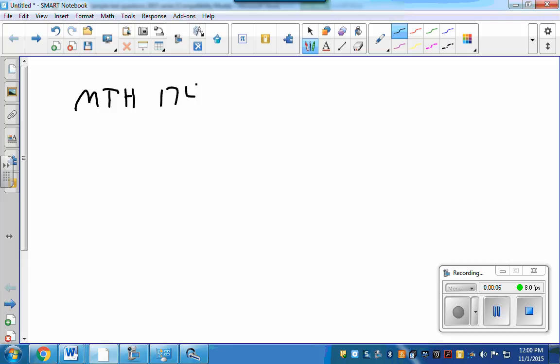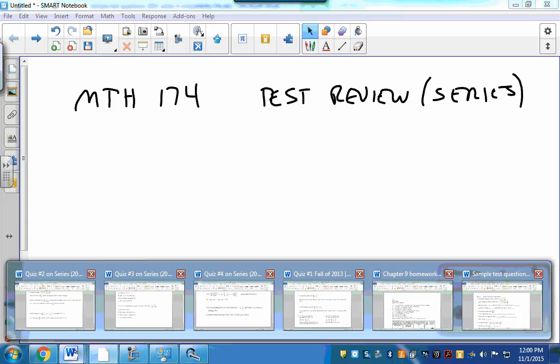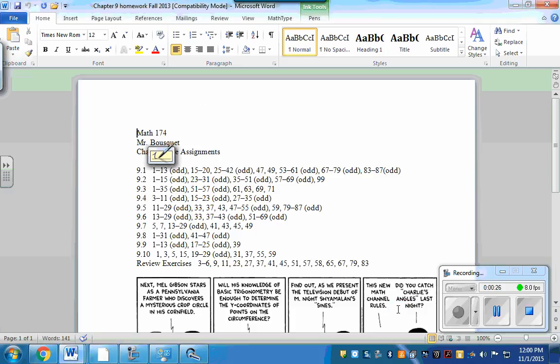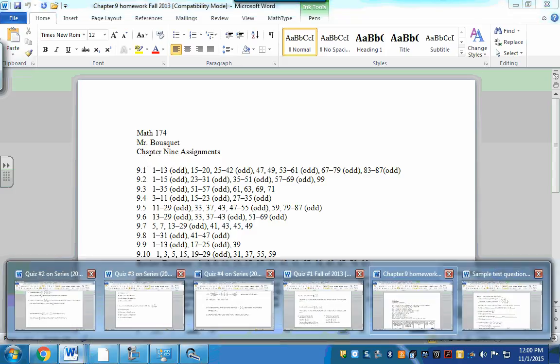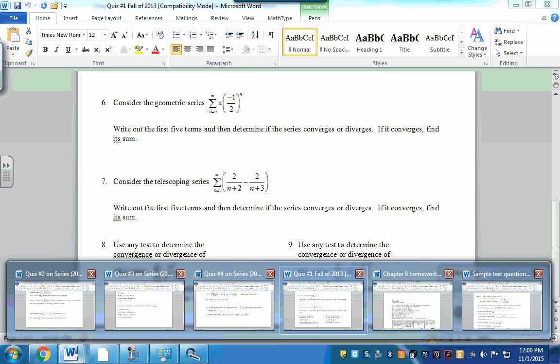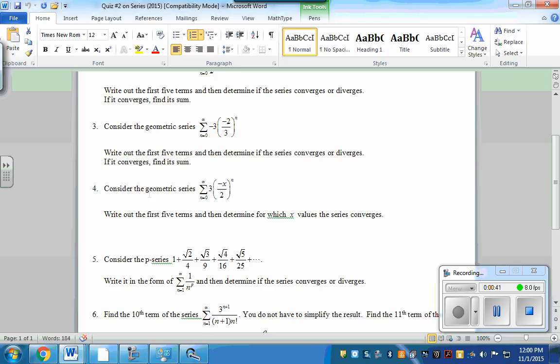Math 174. Here's your test review for the series chapter. You should have available for study your sample test questions, which I gave you last week, and also your homework that you should have been doing, and certainly the 3 quizzes that we've looked at, because I said that I would take the test questions off quiz 1, 2, 3, 4, and the homework. So no new problems.